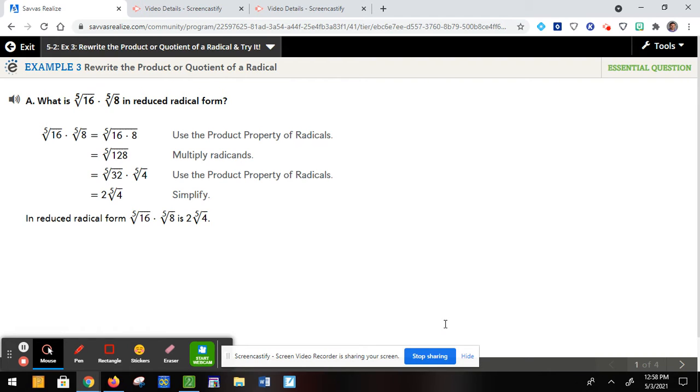Since they have the same index, you multiply the radicands together, you get 128. Now you're simplifying a radical like you normally would, right? So 128 is not a perfect fifth power, but it has a factor 32 that is a perfect fifth power. So you split 128 into 32 and 4. The fifth root of 32 is 2. The fifth root of 4 is fifth root of 4. So the reduced radical form of fifth root of 16 times fifth root of 8 is 2 fifth root of 4.